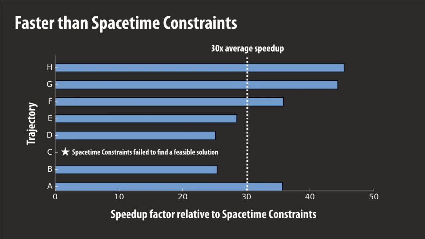We also found that our method was between 25x and 45x faster than space-time constraints. Our method ran in under 2 seconds for all the trajectories in our dataset. We performed all of our timing experiments on my laptop. And we obtained this result when we discretized each trajectory at a moderate resolution of 100 time samples.